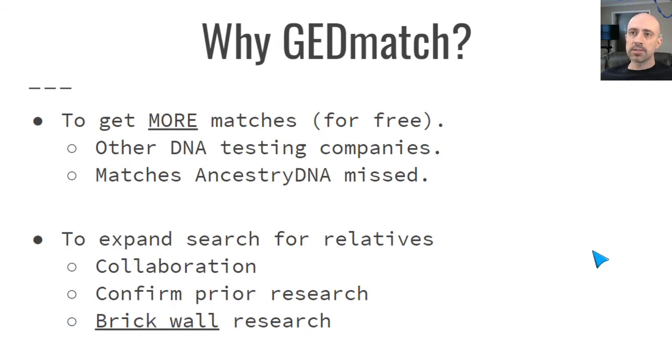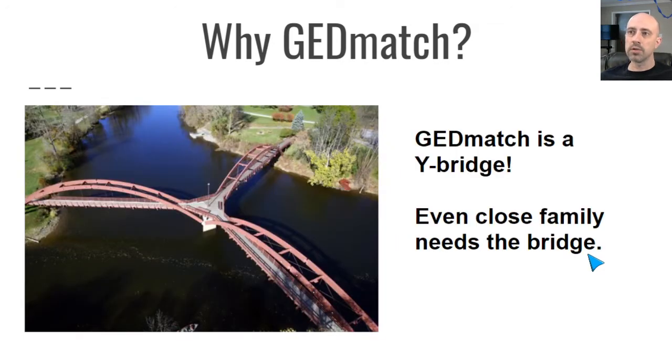So this kind of reiterates the previous slides. You get more matches, you expand the search for relatives, you can confirm prior research, tear down old hypotheses that need to be torn down, you can break through brick walls. There's really a lot. I've come to think of GEDmatch as a Y-bridge, and I found this interesting picture that illustrates that concept. GEDmatch is really bringing groups of people together, bringing 23andMe users over here with Family Tree DNA users, and MyHeritage users over here. All of these people are separated from each other in these various databases, and GEDmatch is the Y bridge that brings everybody together. So it's very helpful. And I really like to see a lot of people joining GEDmatch to take advantage of that.